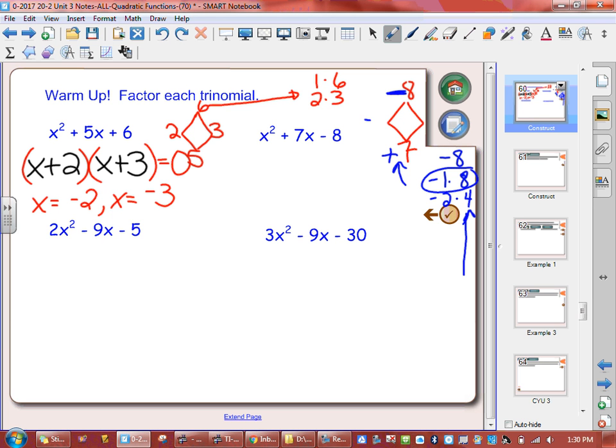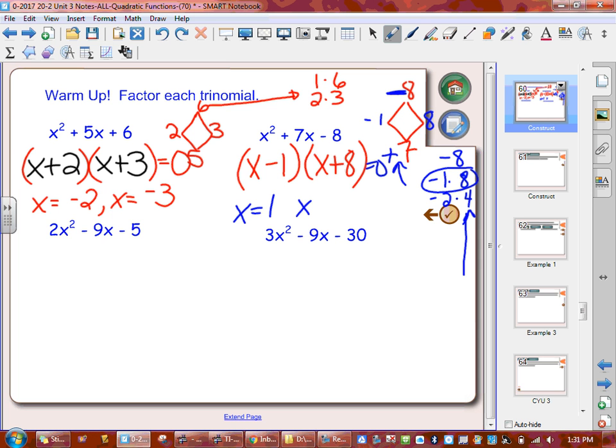So -1 and an 8. And those are the ones that are going to go into my brackets. x minus 1 and x plus 8. And again, if I created an equation by going equals 0, I would pull them out of brackets now. So now I get x equals 1 and x equals -8. Okay?